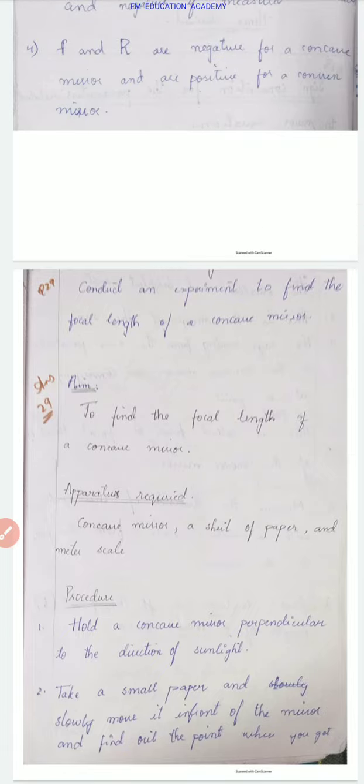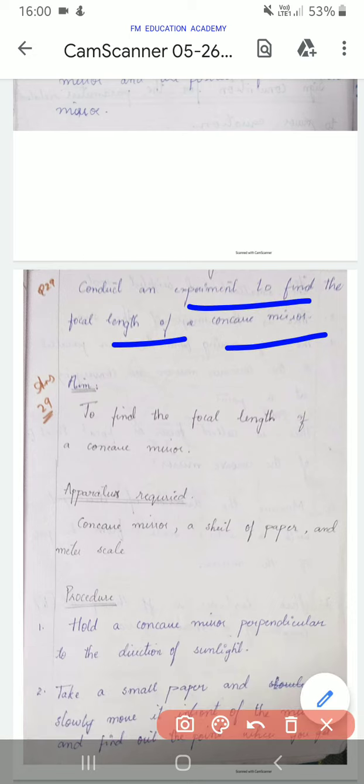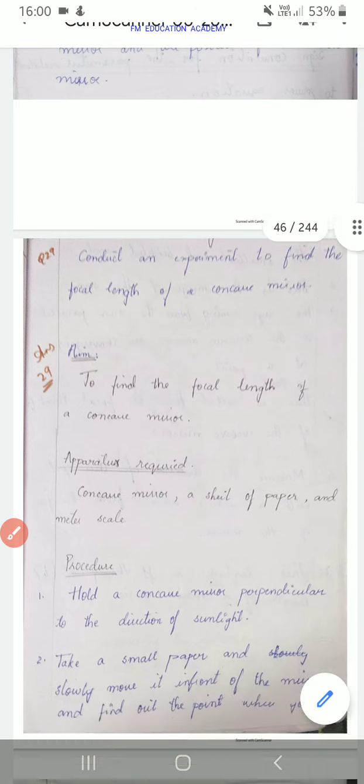Then it can ask, 2 experiments are there in chapter 1. Learn both of them. As I told you, learn any 5.5 chapters perfectly for passing in tomorrow's exam. Conduct an experiment to find the focal length of concave mirror. So what is the aim of the experiment? To find focal length of concave mirror. What is the apparatus required? Concave mirror, sheet of paper and meter scale. Then this is the procedure, you can go through it.